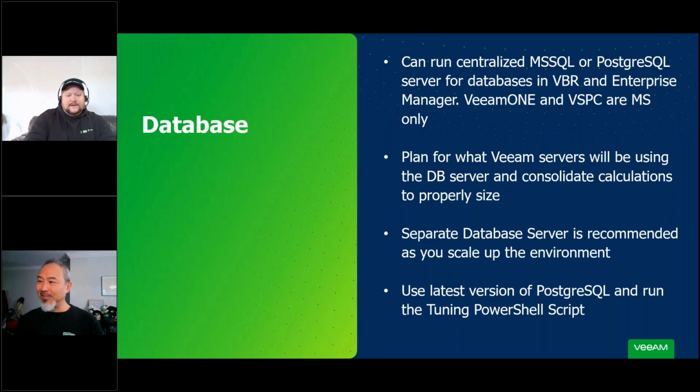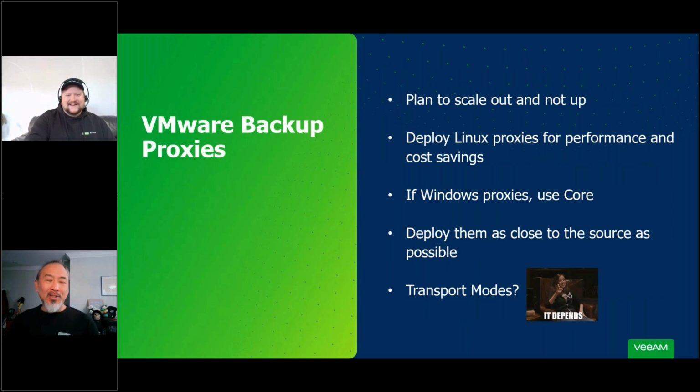All right. Let's take it away here, Ken. Thanks, Tyler. Now let's talk about proxies. The first one we're going to tackle is the VMware backup proxies. General principle, again, best practice is to plan to scale out your proxies and not scale up. And by this, we mean when you do need more proxy processing power, spin up another proxy rather than add resources to existing proxies.